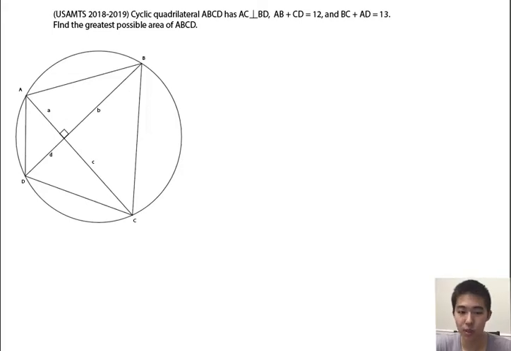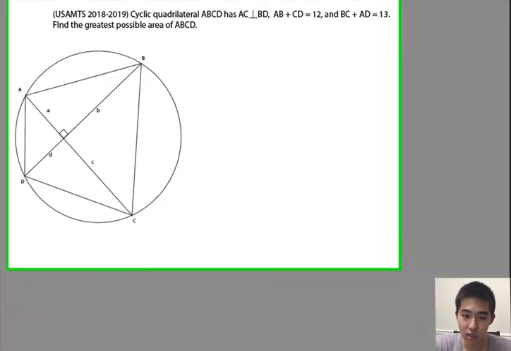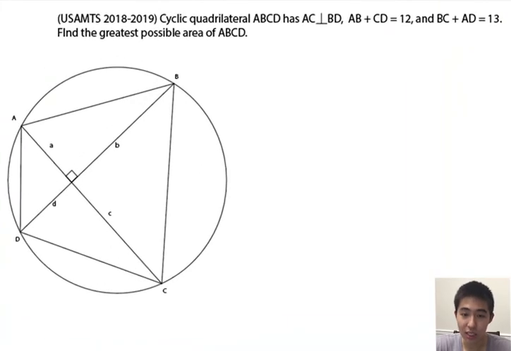So here is a problem from the 2018 to 2019 USAMTS. A cyclic quadrilateral ABCD has AC perpendicular to BD, AB plus CD equals 12, and BC plus AD equals 13. Find the greatest possible area of ABCD.